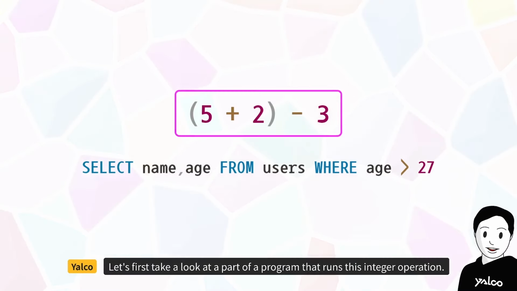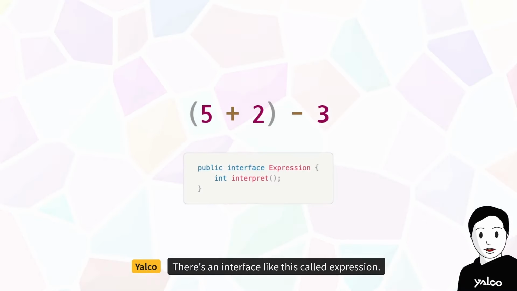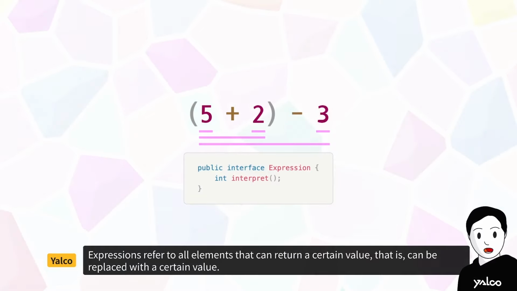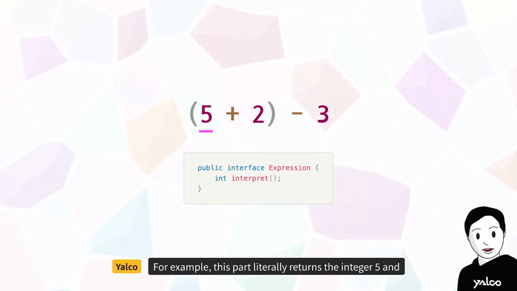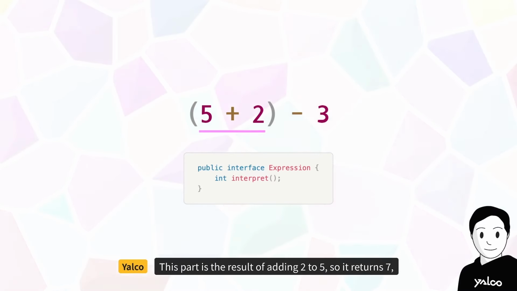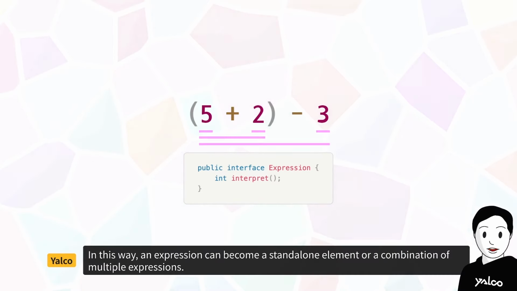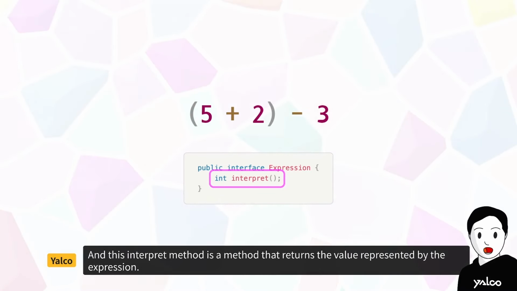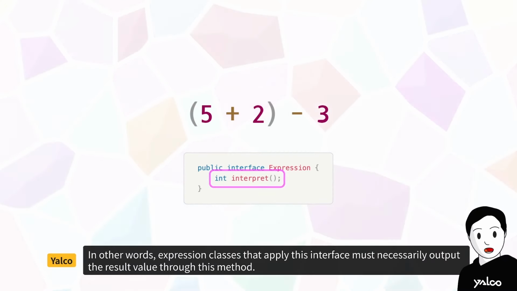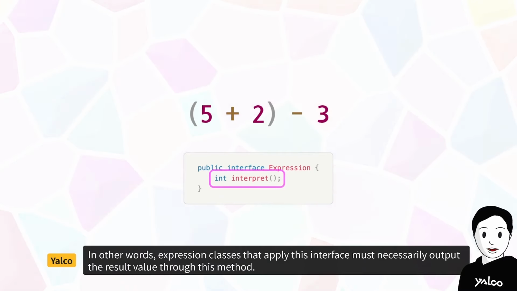Let's first take a look at a part of a program that runs this integer operation. There's an interface like this called Expression. Expressions refer to all elements that can return a certain value, that is, can be replaced with a certain value. For example, this part literally returns the integer 5, and this part is the result of adding 2 to 5, so it returns 7, and this part returns 4. In this way, an expression can become a standalone element or a combination of multiple expressions. And this interpret method is a method that returns the value represented by the expression. In other words, expression classes that apply this interface must necessarily output the result value through this method.